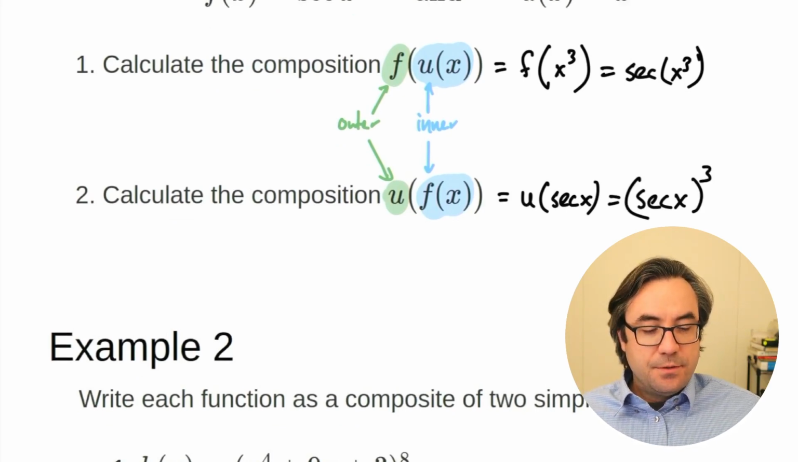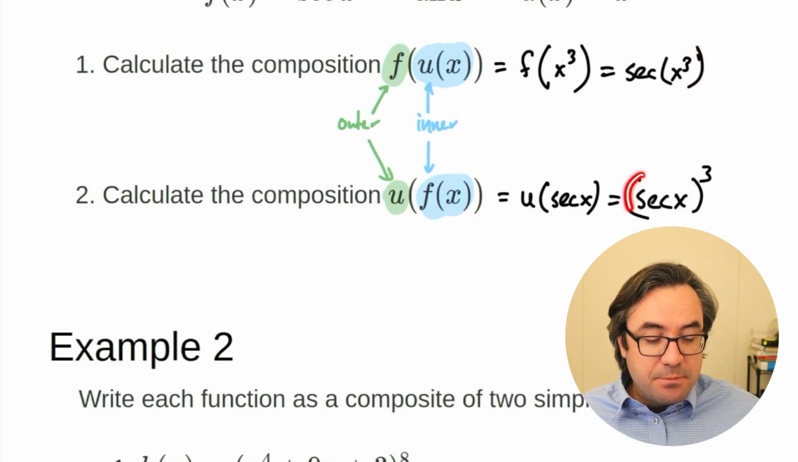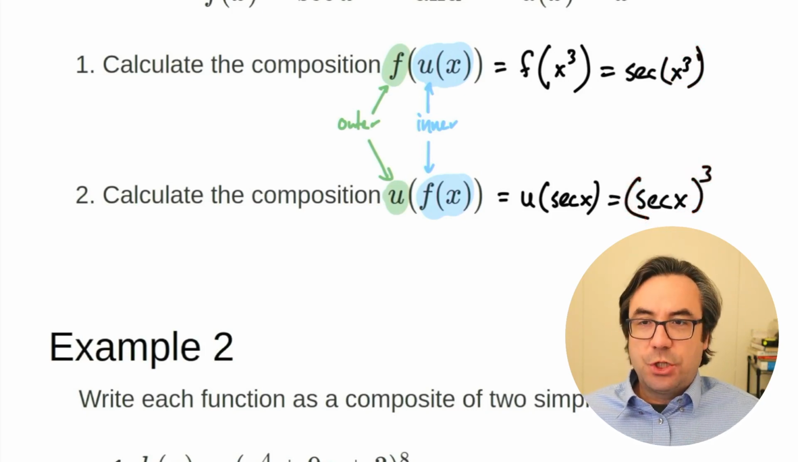So it gets plugged into the cube function. So notice these are different. So the order actually matters. Here, the inner function is x cubed, and then with the one we just did, the inner function is secant x. It's being plugged into that cubed function.